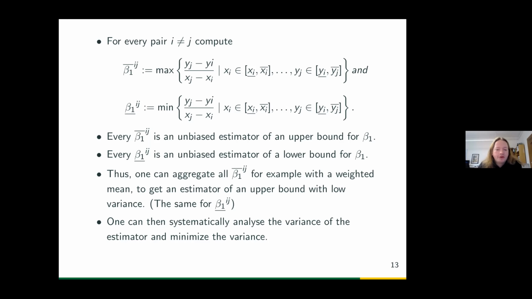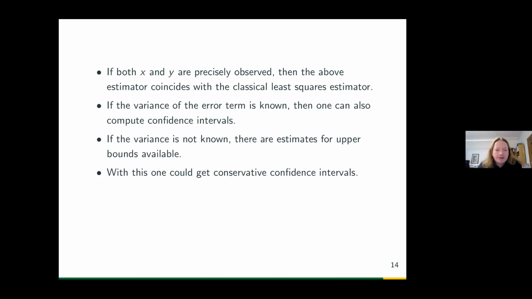If one takes different forms of weightings, then one can systematically choose the range in such a way that the variance is minimal. So with this, we have, in a certain sense, an estimator with minimal variance. And one can then still analyze the situation further. For the extreme case where both x and y are not intervals but precisely observed, this whole procedure would lead to an estimator which coincides with the classical least squares estimator, which is, of course, a nice property.